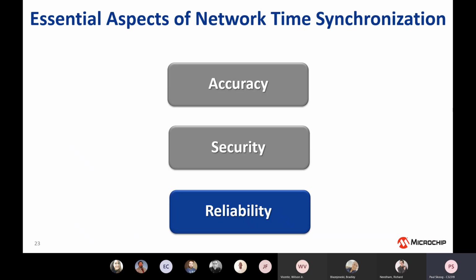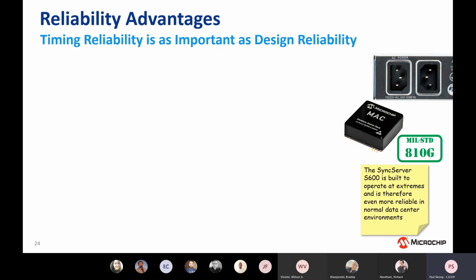Okay, so going on to the last one, reliability. You're probably thinking, okay, we all like reliability, right? But what does reliability mean when it comes to a time server? It means two things. One, it means it was designed to be a reliable device, and also timing reliability. Because remember, to the customer, the most important thing is that when he requests the time, he gets an accurate time stamp back. That's what this is all about, right?